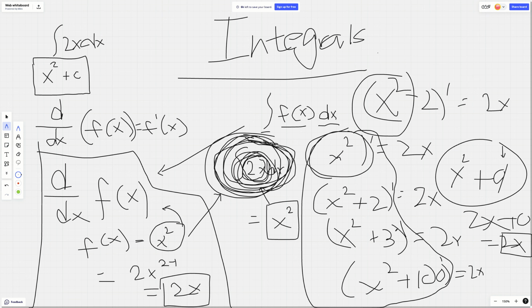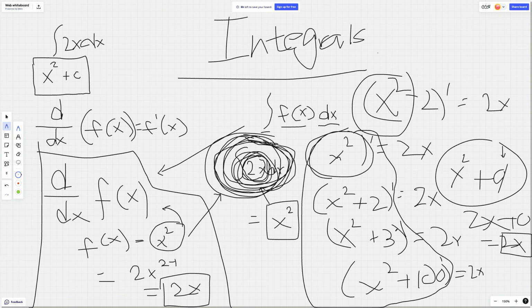Okay, and you may be thinking, well, what if c is negative? Well, it doesn't matter, right? C can be negative or positive. And so regardless of what it is, as long as it's simply a constant being added or subtracted onto x squared, it's going to have the same derivative as 2x. Okay, well that's nice. That's pretty straightforward.